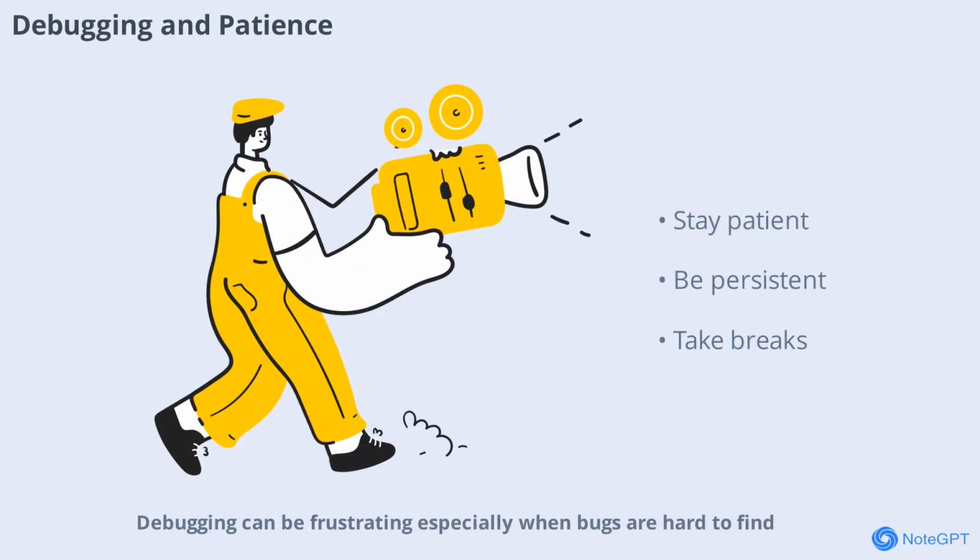Debugging can be frustrating, especially when bugs are hard to find. Patience and persistence are essential qualities for successful debugging. Taking breaks, staying calm, and approaching problems methodically can make the process more manageable and less stressful.